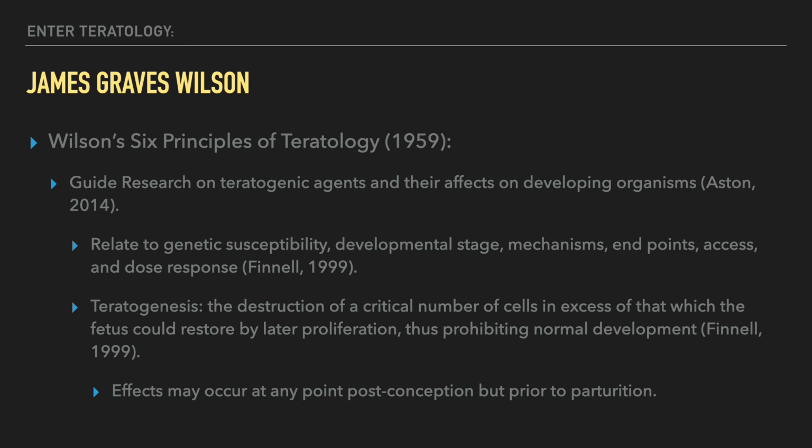Continuing this discussion, we will address James Grave Wilson's 6 Principles of Teratology, published in 1959. They guided research on teratogenic agents and their effects on developing organisms. They relate to genetic susceptibility, developmental stage, mechanisms, endpoints, access, and dose response.